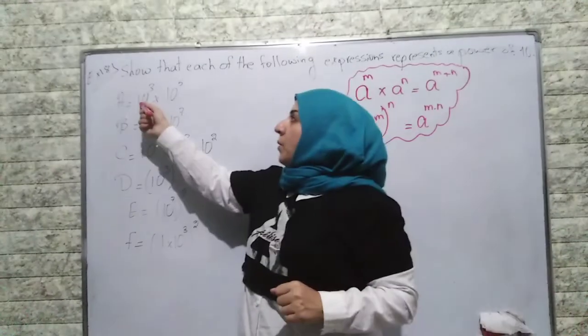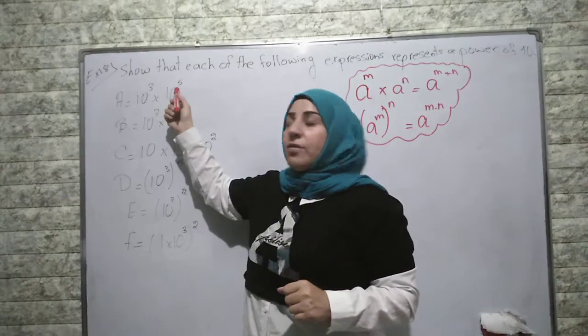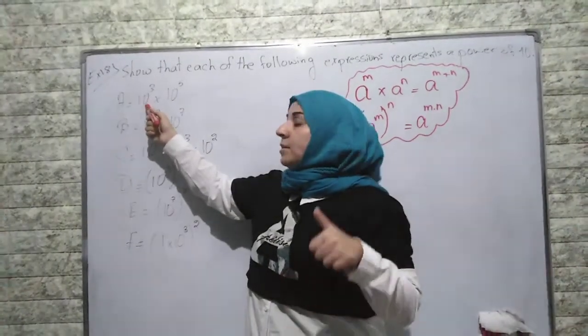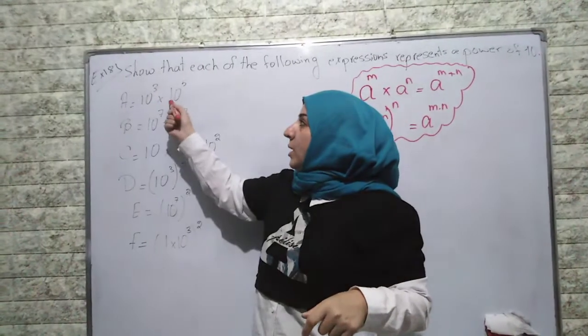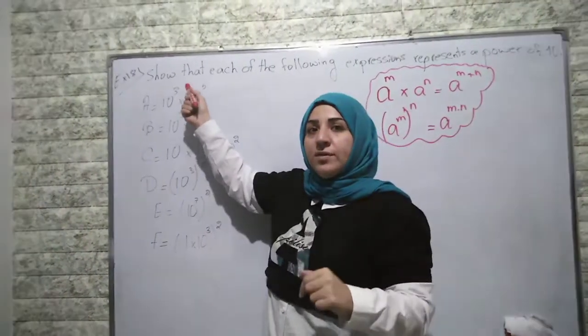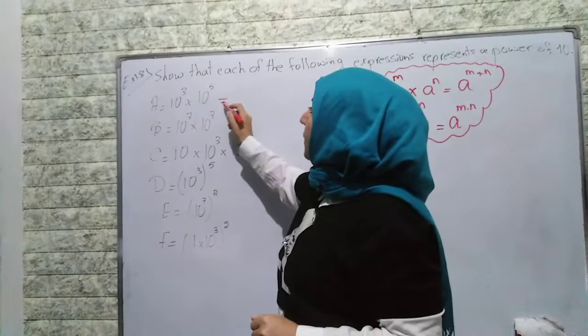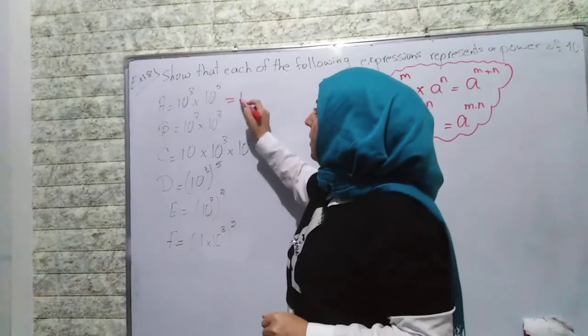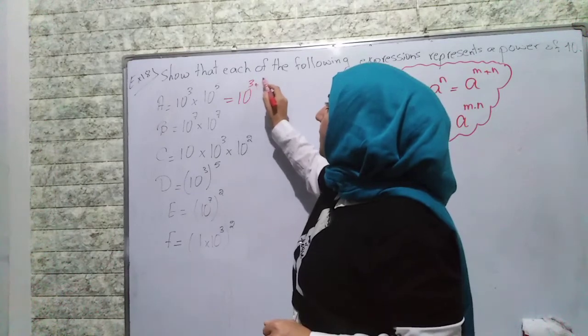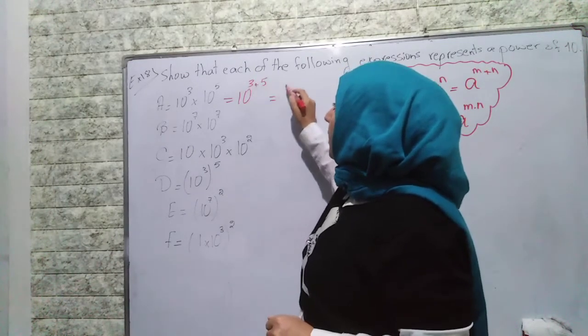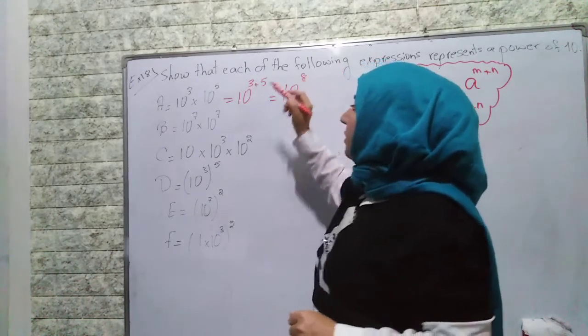Here we have 10 to the power 3 times 10 to the power 5. 10 is multiplied by itself 3 times. Then the answer is multiplied also by 10 5 times. Again, I can use the rule. I have the same base here, which is 10, and here I have to add the powers. It's 3 plus 5. So in all, it's 10 to the power 8.